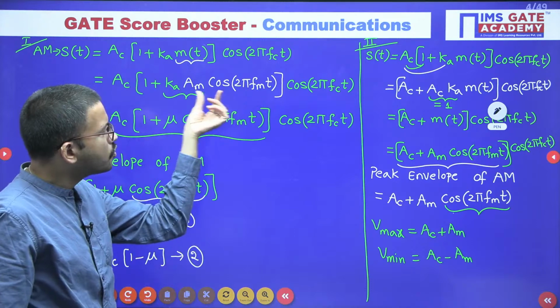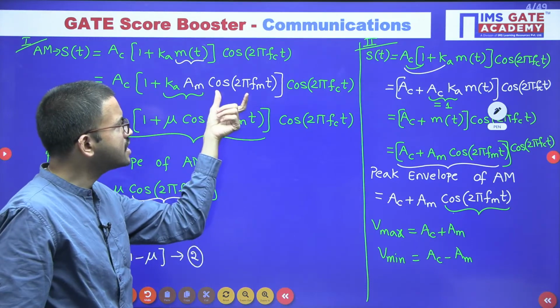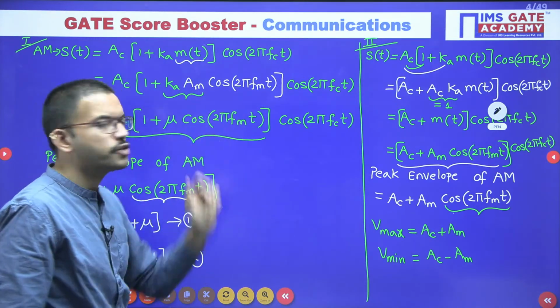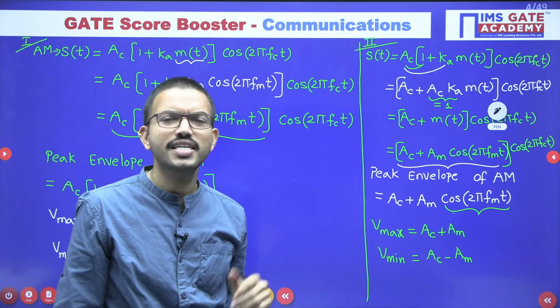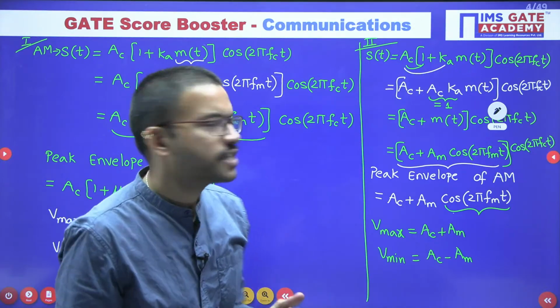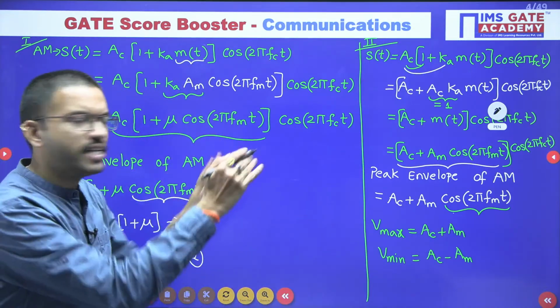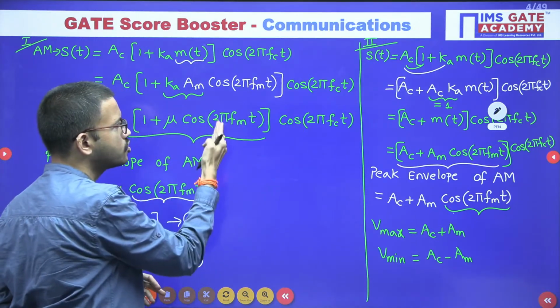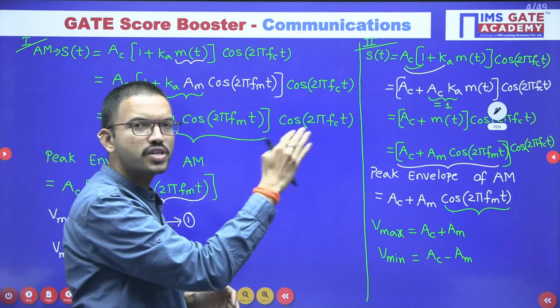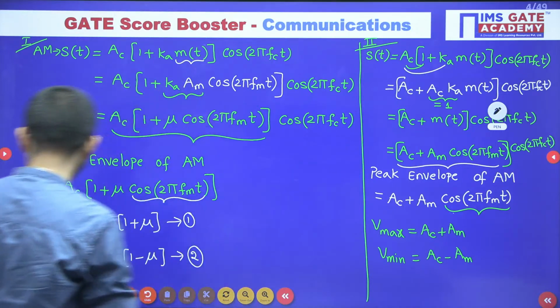If you have only one message signal frequency, that means it is single tone modulation. But if you have more than one message signal frequency, that is called multi-tone modulation, right? So you are going to get a similar equation for this term, like mu1 cos 2 pi fm1 t plus mu2 cos 2 pi fm2 t, like that.